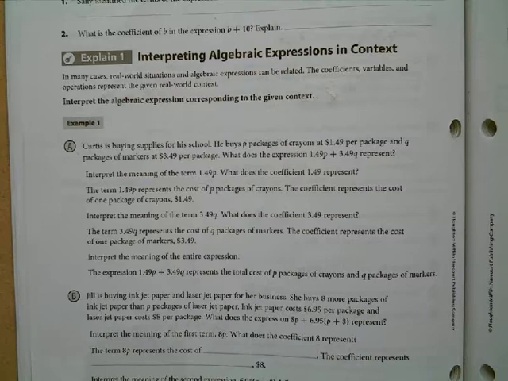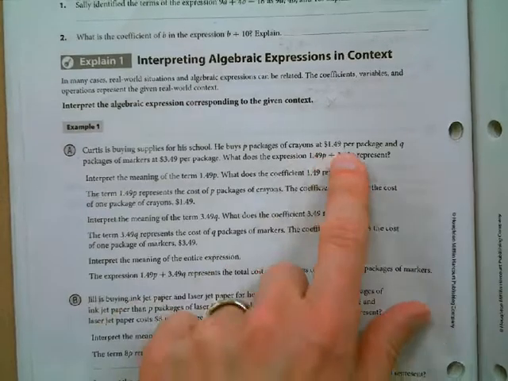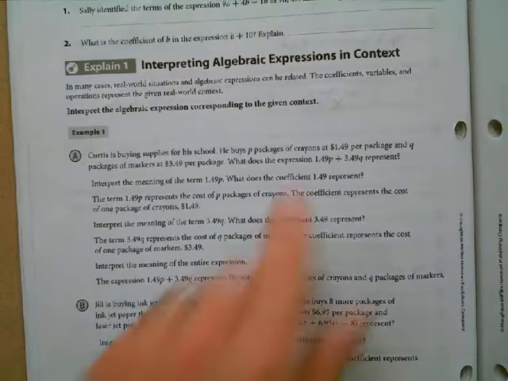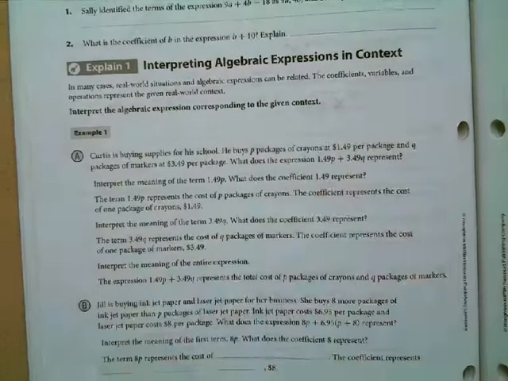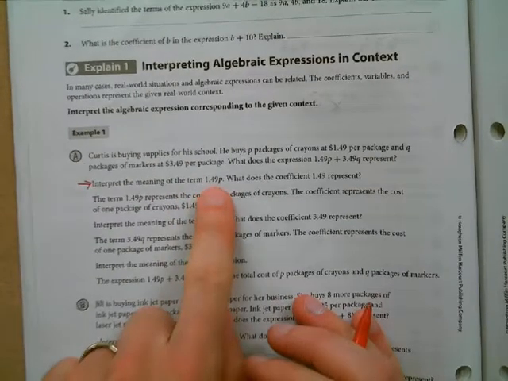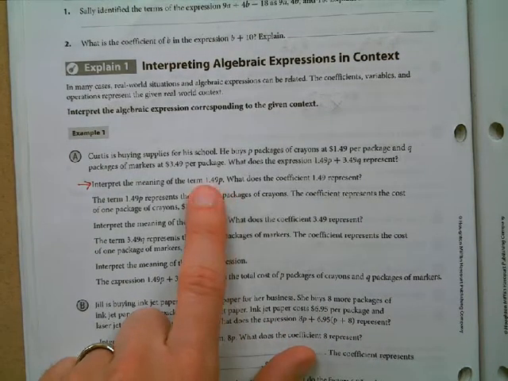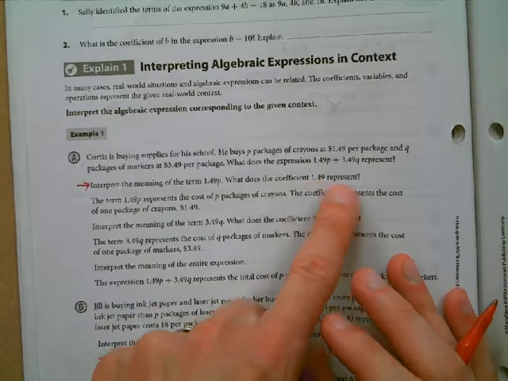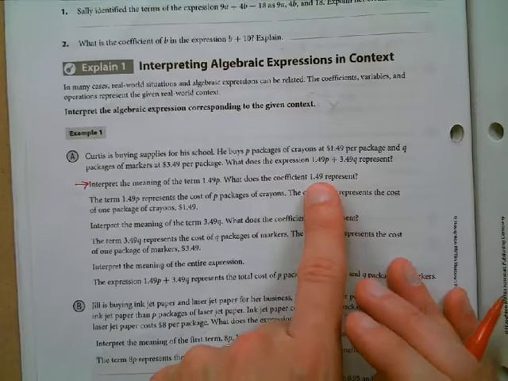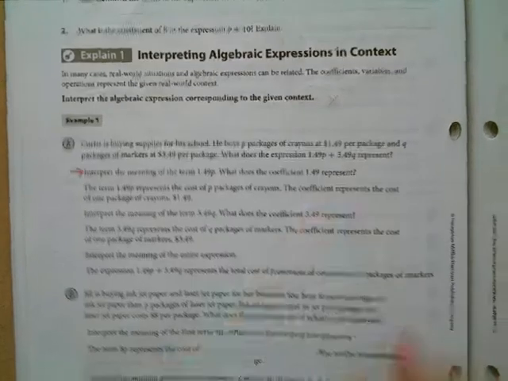Okay, and so it breaks it down into pieces here. What's the meaning of the term 1.49p? What does it mean? 1.49 times p. Well, what does the coefficient 1.49 represent? Anybody? From what we just read there, what does $1.49 represent? The price per package of what? We have two objects we're talking about here. Crayons, right, that's right. And it says it right there, right? And then what does 1.49 times p represent?